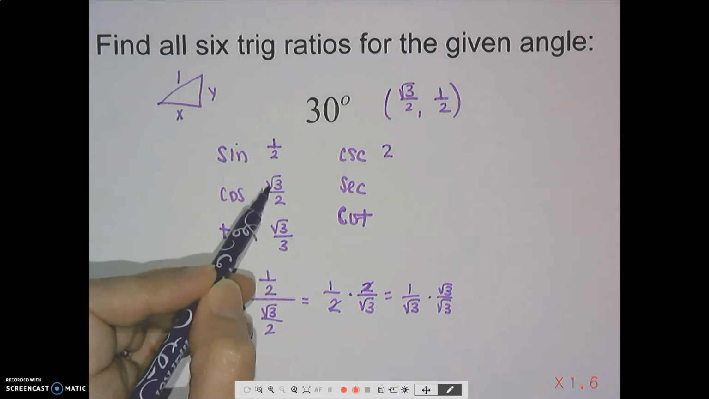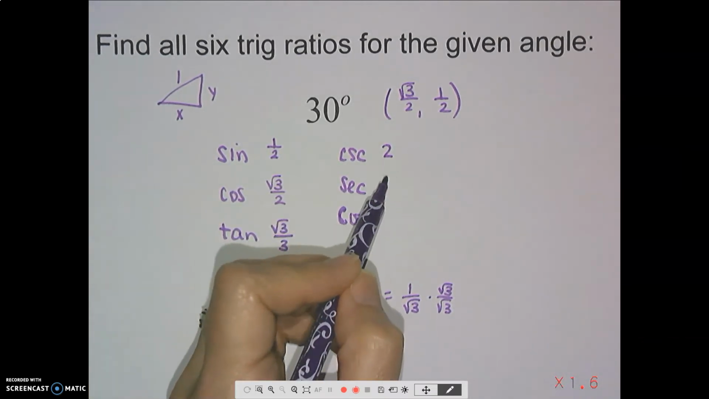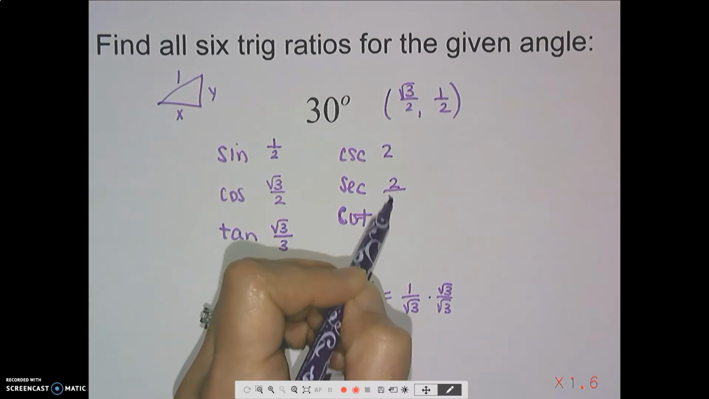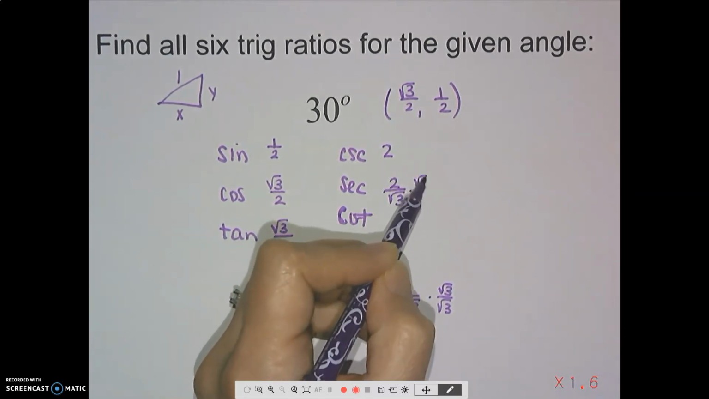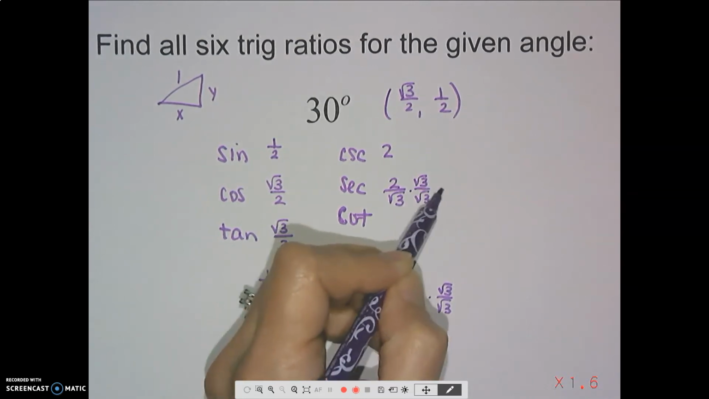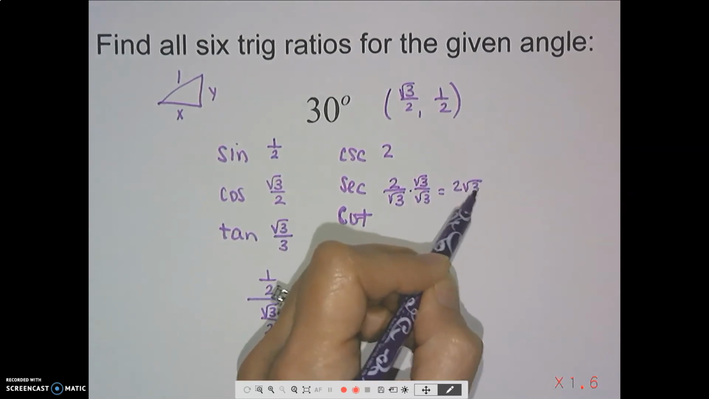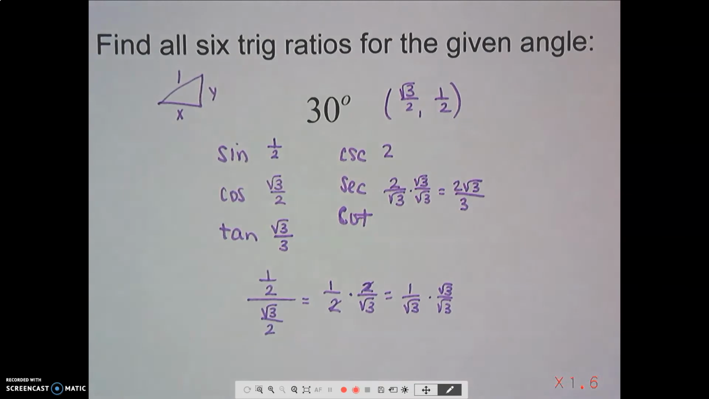Here we're taking radical 3 over 2 and we have to flip it. So we would flip it to be 2 over radical 3, but is that allowed to happen? No. So we have to rationalize. And we get 2 radical 3 over 3.